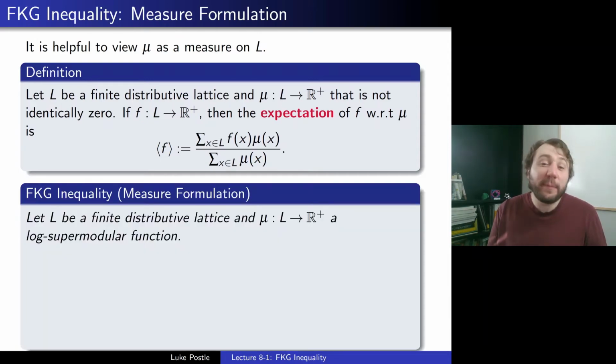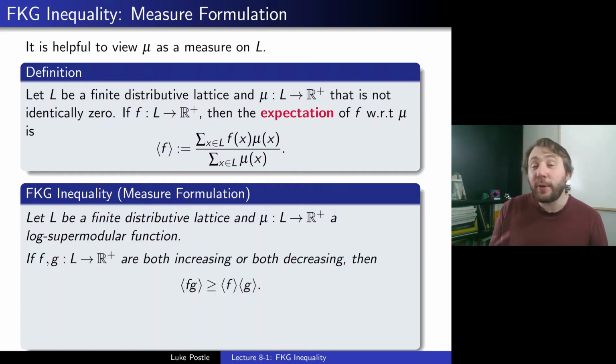And then we can make an alternate formulation of the FKG inequality. Namely, if L is a finite distributive lattice and μ is log supermodular, and if f and g are both increasing or both decreasing, then that huge inequality can be reduced to the following simple one: the expectation of f times g is at least the expectation of f times the expectation of g. So when viewed in terms of expectation, it makes a lot of sense.